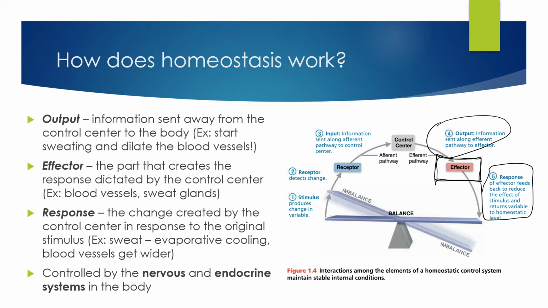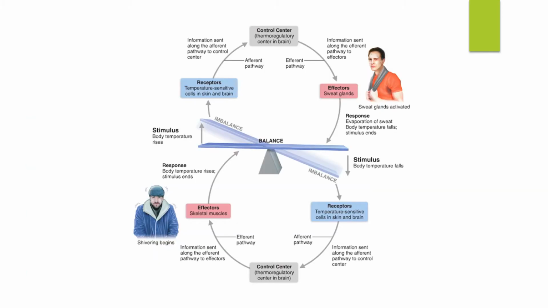Now, homeostasis is really regulated by the nervous system, so your brain and your nerves, and the glands inside your body, or the endocrine system. Usually it's both working in concert. The endocrine system are all of your glands that produce your hormones. So when we talk about who is in control of homeostasis, it's the nervous and endocrine systems.